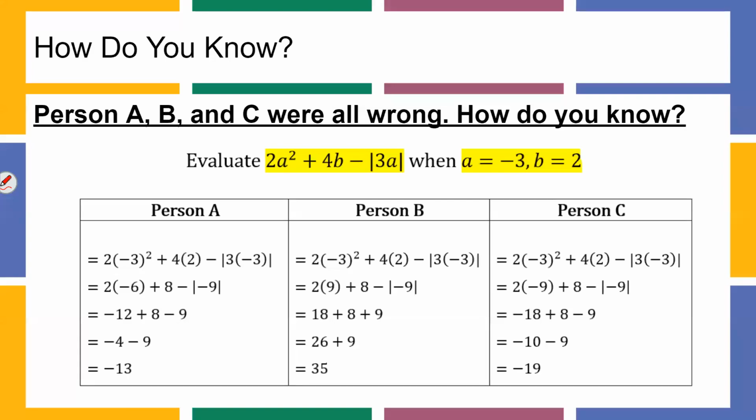You need to look at person A, person B, person C. They did something wrong in their work. You have to find what they did wrong for each person, as well as get the correct answer. So 4 things really. Find what each person did wrong and get the correct answer.